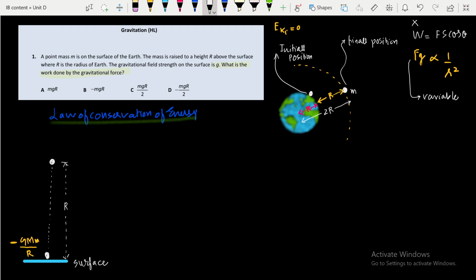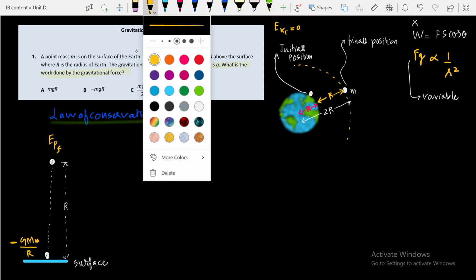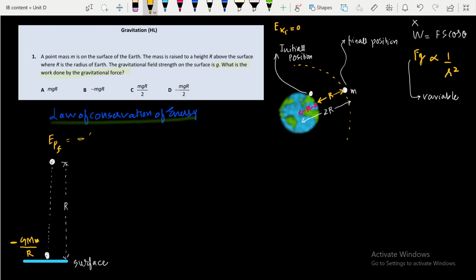At this point, what is the total energy? Once again, we assume there is no kinetic energy because we have raised this mass, so it is at rest. But due to gravity, it still has potential energy, the final potential energy. That is negative G, capital M is the mass of Earth, small m, divided by R which is the height, plus R which is the distance from the center to the surface. So 2R is the orbital radius, and that is negative GMm over 2R.